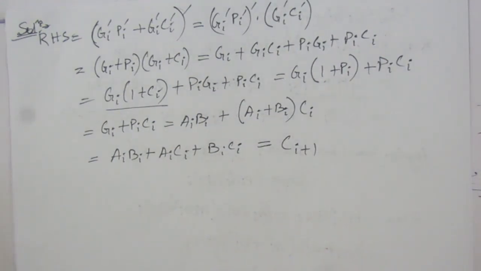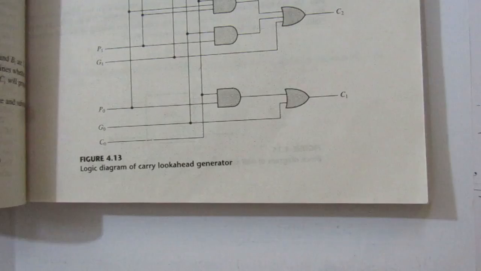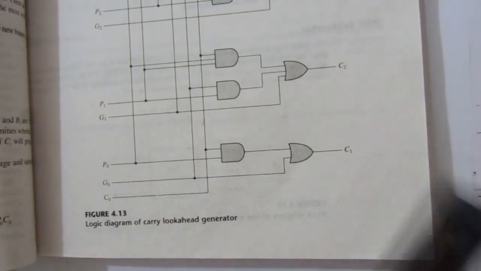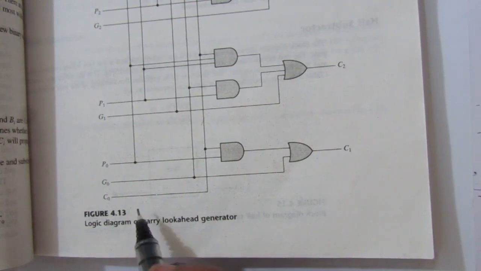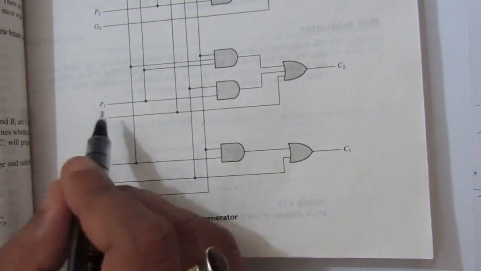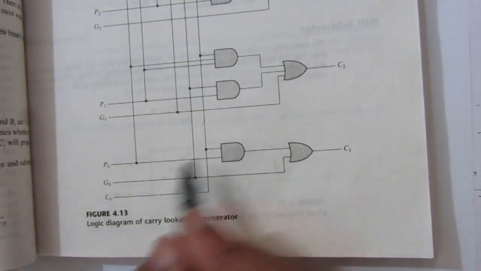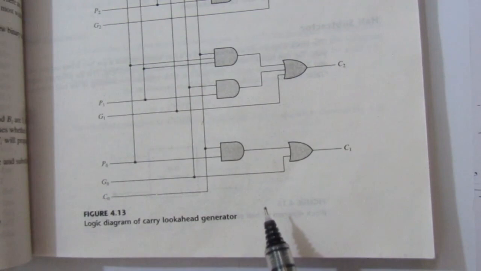Now let us go to the second part of the problem. In the second part, we have to derive the expressions for C2, C3 and C4. So this is the logic circuit of the carry look-ahead generator. But in the question we are given the complemented carry. That means we are given the complements of these inputs: C0 bar, G0 bar, P0 bar, G1 bar, P1 bar and so on. So let me prove the first part, and from that expression we can find the later functions. Let us draw this circuit.